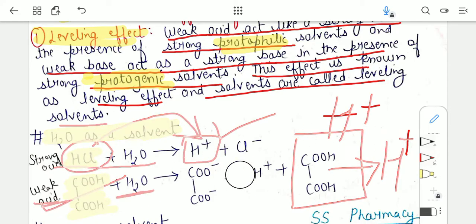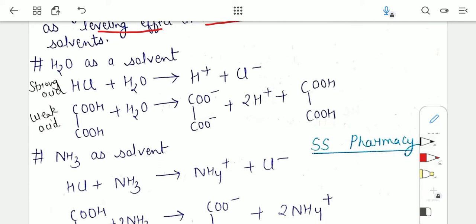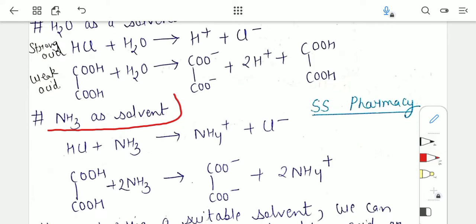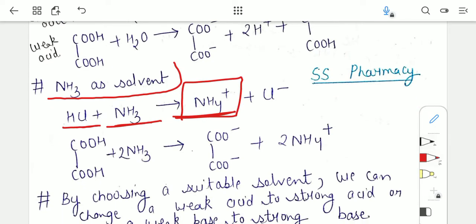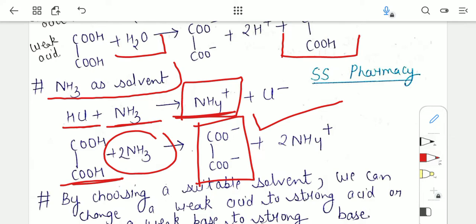Now we are talking about non-aqueous titration, so we will take a non-aqueous solvent. Instead of water, we take ammonia as solvent; ammonia is a non-aqueous solvent. The strong acid, when it reacts with ammonia, will give ammonium ion. But the weak acid will fully dissociate. In the above example, in the aqueous solvent some part was remaining undissociated, whereas in the non-aqueous solvent it is fully dissociating, which means that now this weak acid has turned into a strong acid.